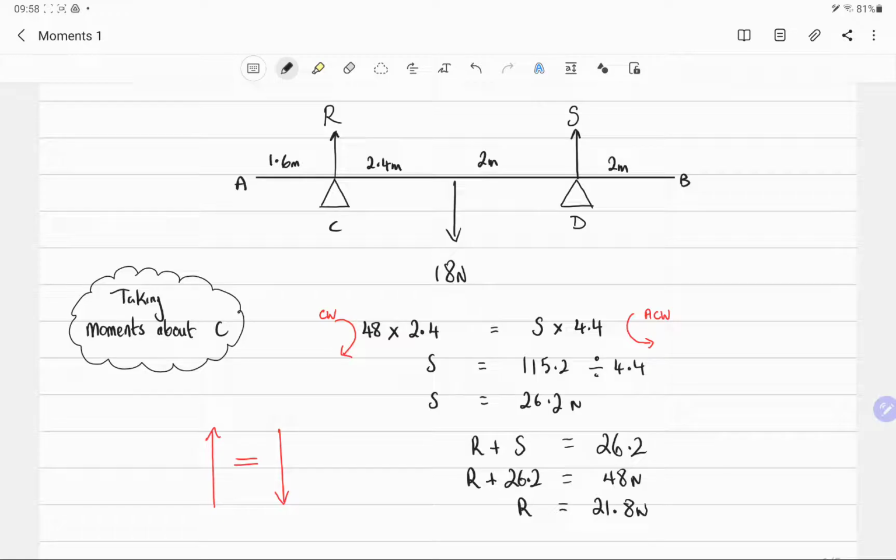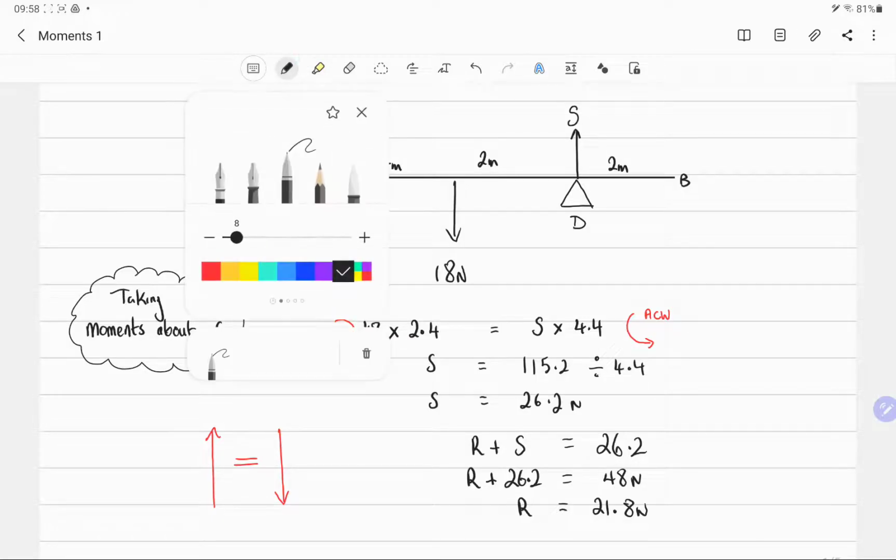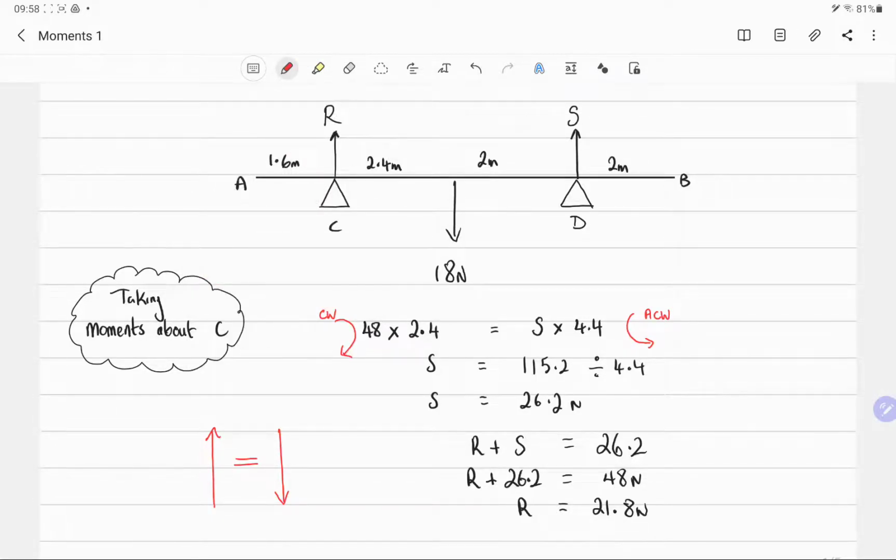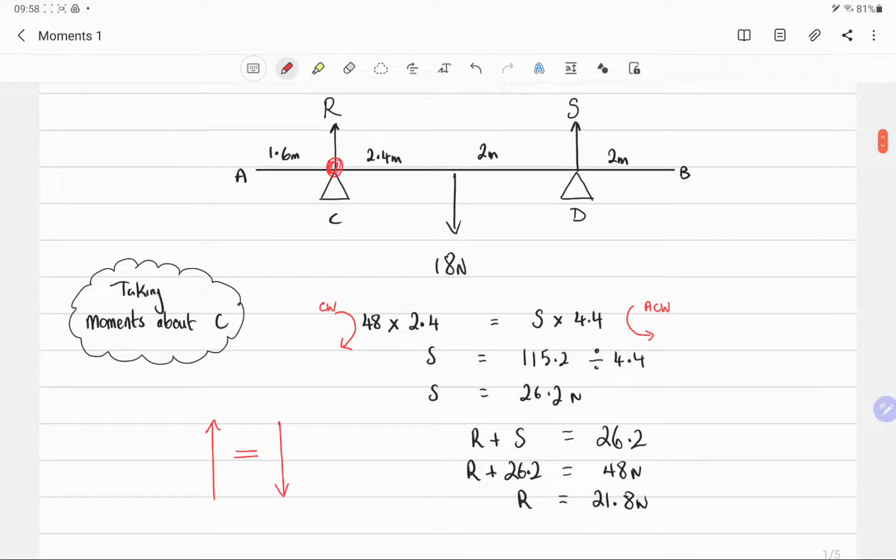So the first thing you're going to do is pick a point, either this point here where R acts, or this point here where S acts. So what I've decided to do is stick with the first one. I'm going to take moments about this point C. That's what I've written here. I'm going to take moments about C, and look at all the forces that are acting around C.